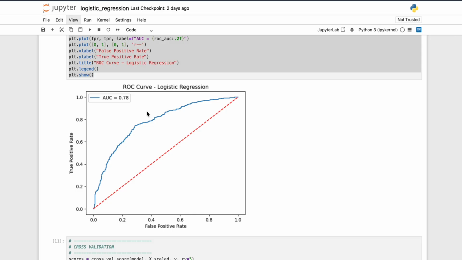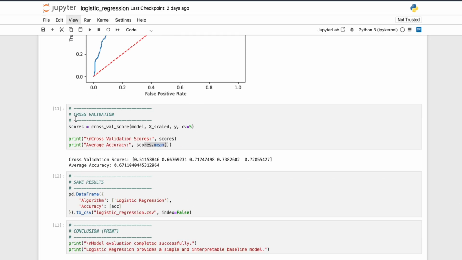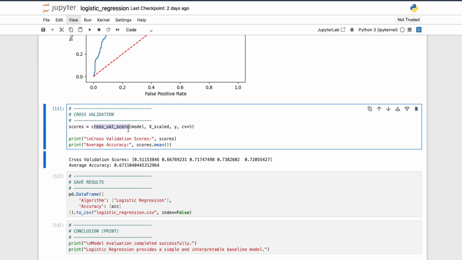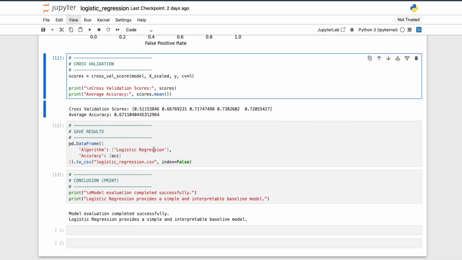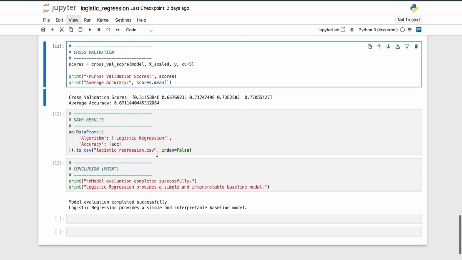To further validate the model, I applied five-fold cross-validation using cross-val score. This gives multiple accuracy scores across different splits of the data and helps confirm that the model is stable and not dependent on just one train test split. Finally, I saved the model's final accuracy result in a CSV file.